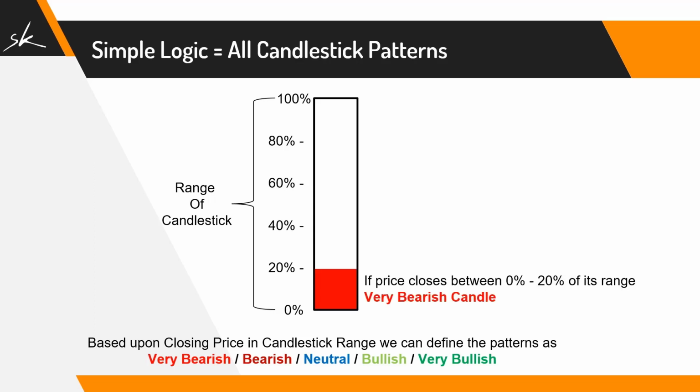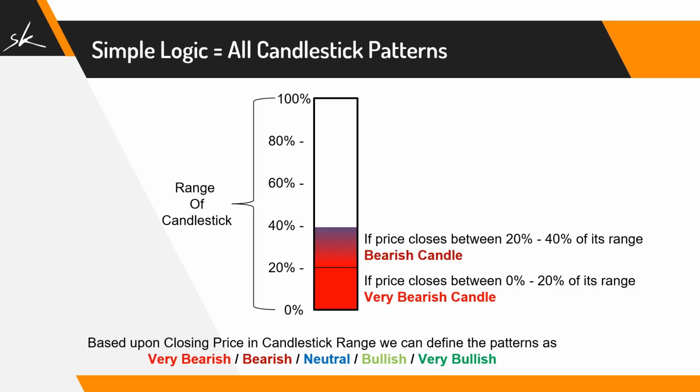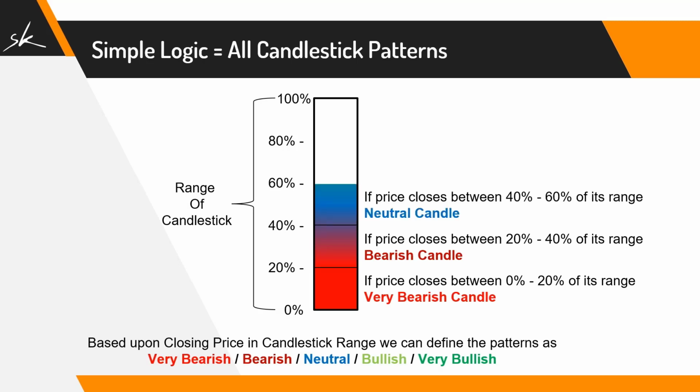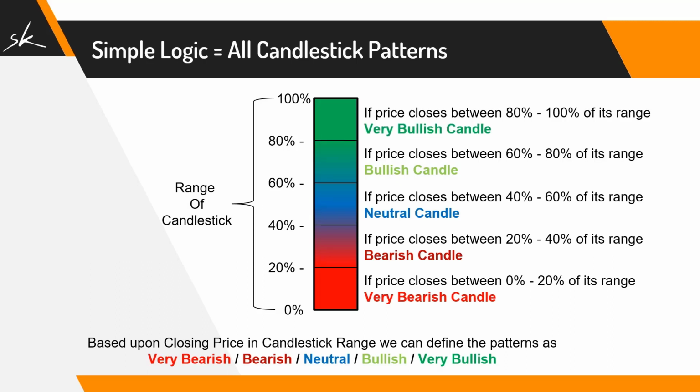If the closing price is between 0 to 20% of the candle range, it is a very bearish candle. If the closing price is between 20 to 40% of the candle range, it is a bearish candle. If the closing price is between 40 to 60% of the candle range, it's a neutral candle. If the closing price is between 60 to 80% of the candle range, it's a bullish candle. And if the closing price is between 80 to 100% of the candle range, it is a very bullish candle.